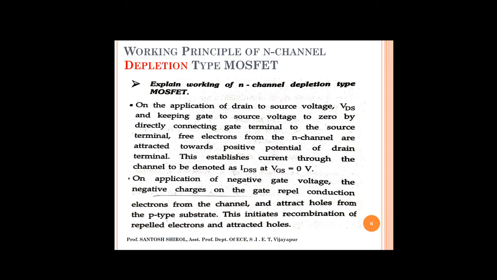Now, to explain its working, we have to apply the biasing voltage for the MOSFET. Biasing means we have to give the voltage across gate and source, and you have to give voltage across drain and source. Initially what we do is we make the gate to source voltage, that is VGS, 0, and for VDS we are giving some positive voltage. Now what happens when we do so?